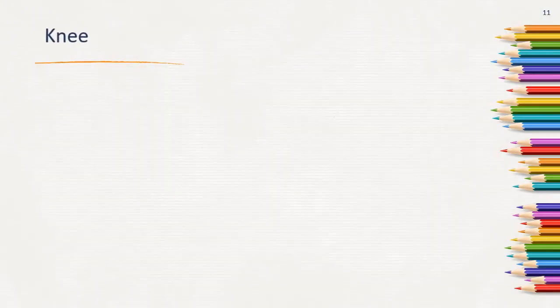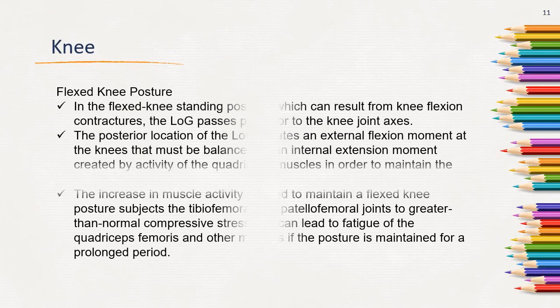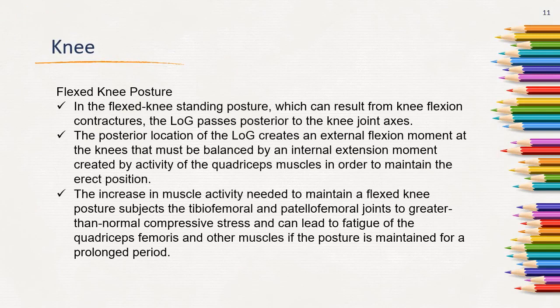Now the knee joint. In the knee joint, first we'll see about flexed knee posture. We had seen that in a normal joint, the line of gravity passes anterior to the knee joint, and the external moment that is created is an external extension moment, which is opposed by an internal flexion moment. Now let us see how the line of gravity passes whenever there is a flexed knee posture.